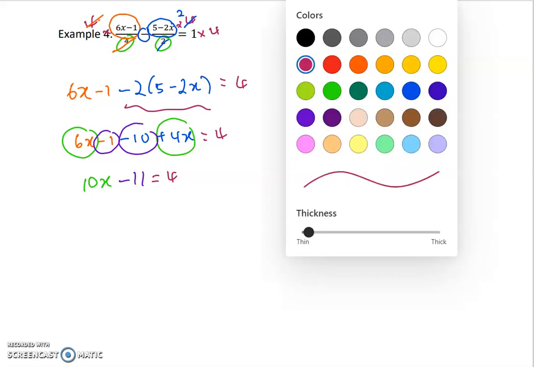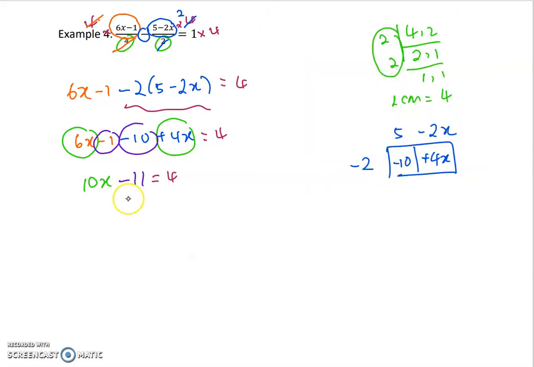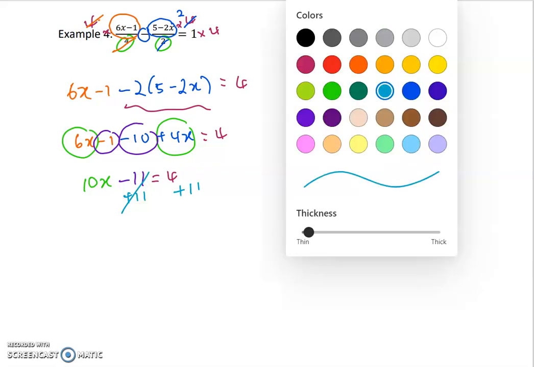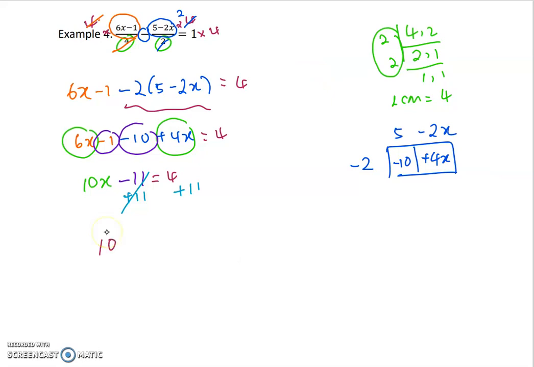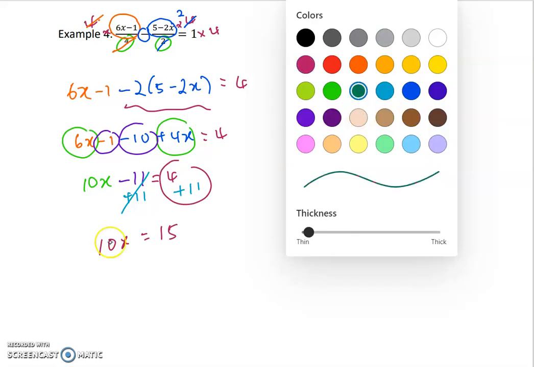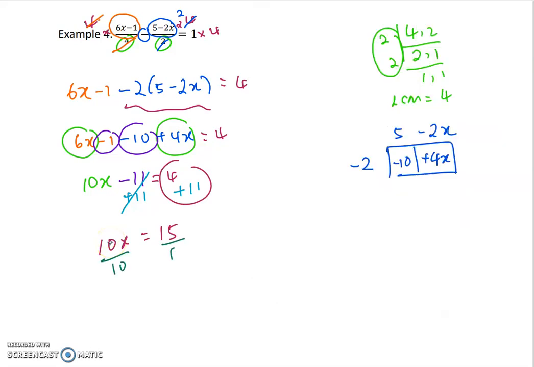Same thing, we're going to do a balancing. Alright, so we're going to have a plus 11 on both sides. Why? Because negative 11 and 11, you have to use the opposite sign to get it to 0. Right? So now we will have 10x equals to 4 plus 11, which is 15. So in the same manner, we're going to divide both sides by 10 so that this can be divided out. So our final answer will be x equals to 1.5.